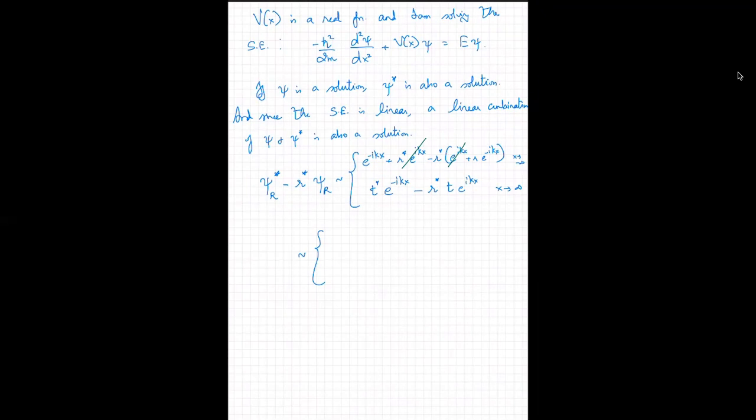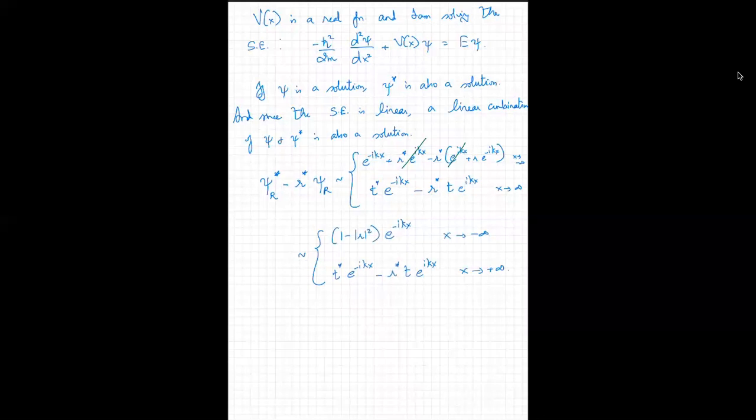And if you take this particular combination, you will find that this is equal to e to the minus ikx minus mod r square e to the minus ikx, right? Which means I can further simplify this to write this as 1 minus mod r square e to the minus ikx in the region x going to minus infinity. Of course, in the region x going to plus infinity, no further simplifications are possible. So I will write this as t star e to the minus ikx minus r star t e to the ikx.